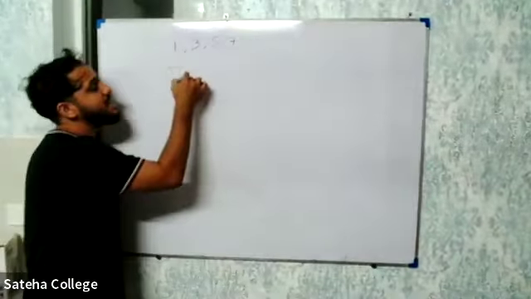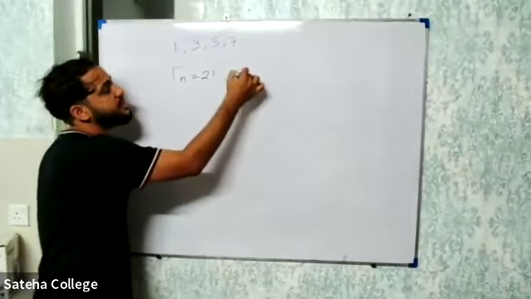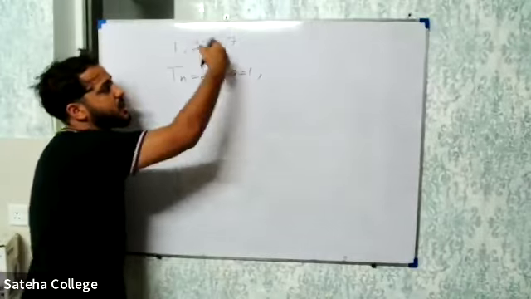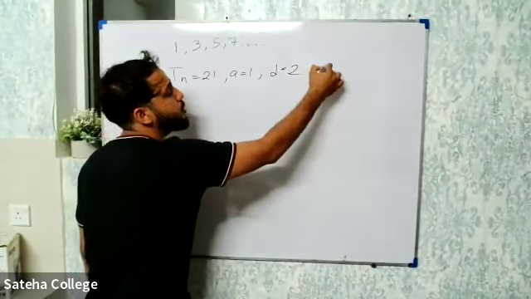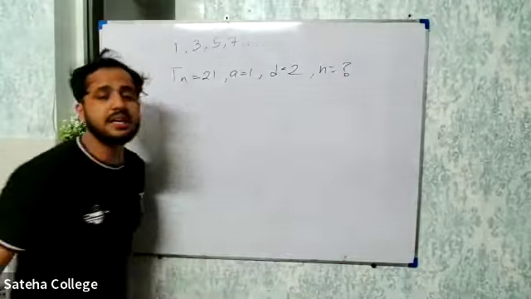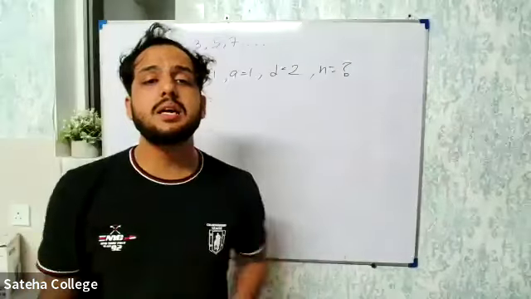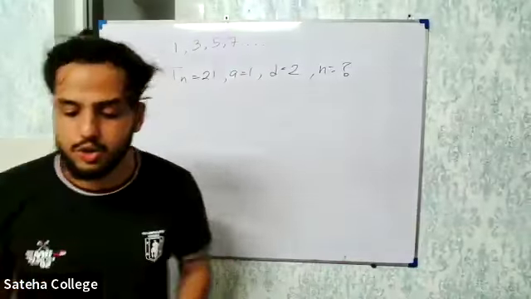So Tn, the value is known: 21. You know the first term. You can find the common difference. Here 5 minus 3, the common difference is 2. Now you have to find which term, or in other words, which circle does this 21 belong to.